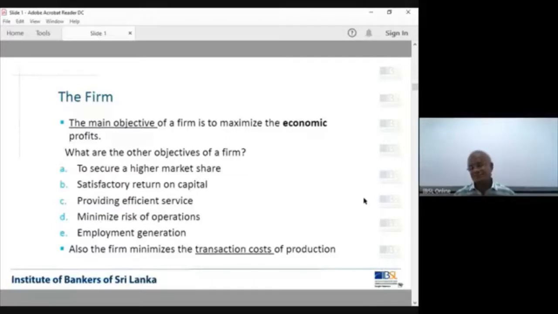Satisfactory return on capital. You invest some money, and at the end of the year you have to get some money. Your return on capital should be high. Otherwise, if the satisfactory return is not there, you might think of exiting this industry, shutting down the company and starting a new firm, right? Providing efficient service. Efficiency is a must. Efficient service is also one of the objectives. For example, if you see the passport office long time ago, 10-15 years ago, it took ages to get a passport, right?